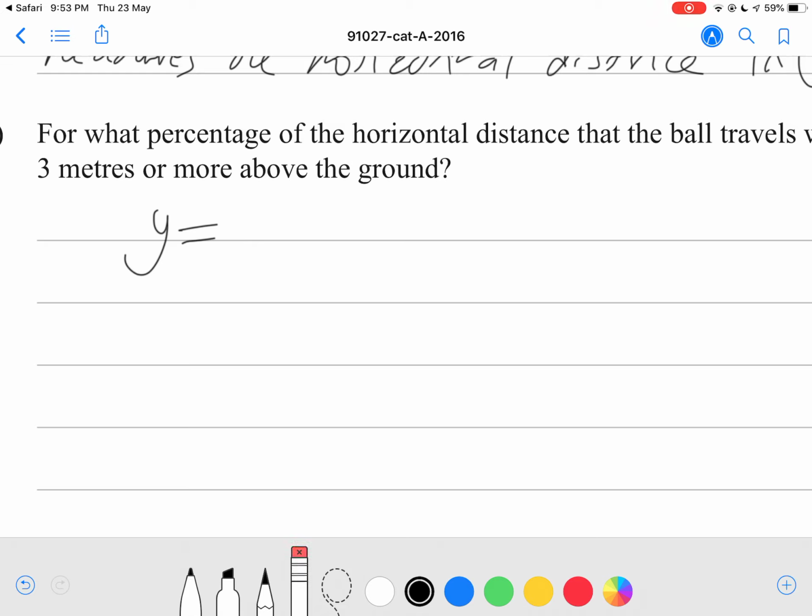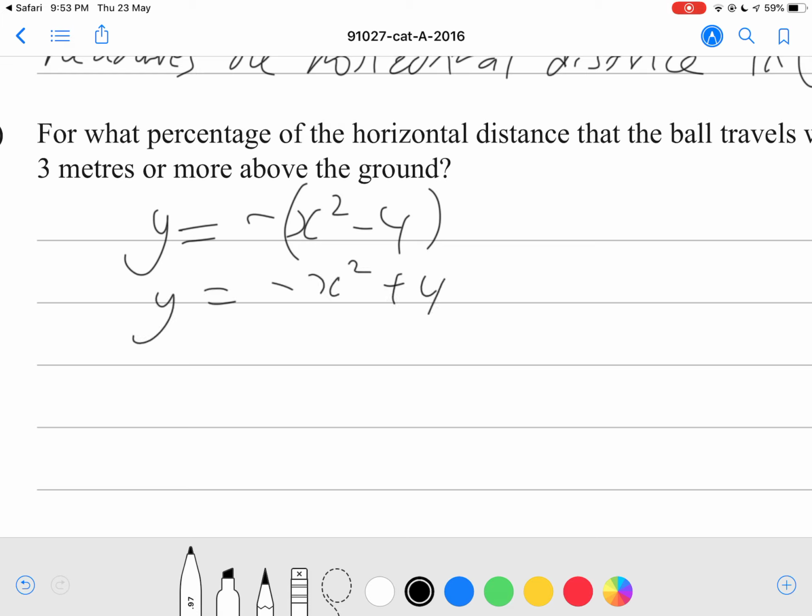Let's say y equals negative x squared plus 4x, okay? So basically y equals negative x squared plus 4x. So therefore, we want the height to be 3 meters or more. So we say y is equal to or greater than 3. So basically this is negative x squared plus 4x, okay? So therefore, okay, so now we can see.